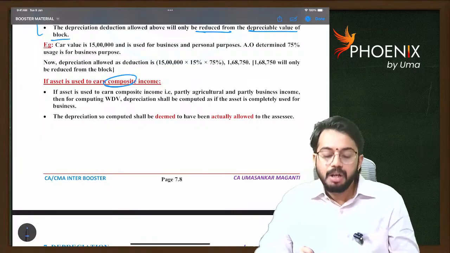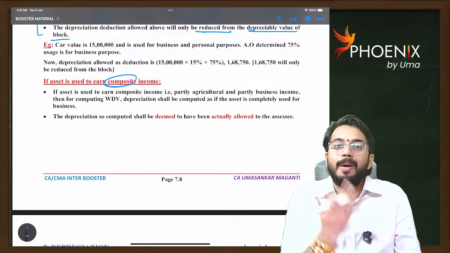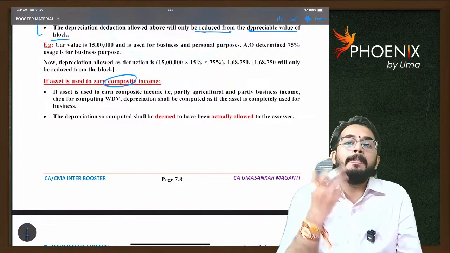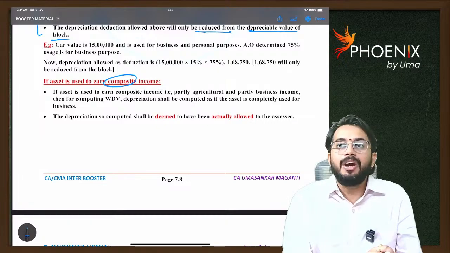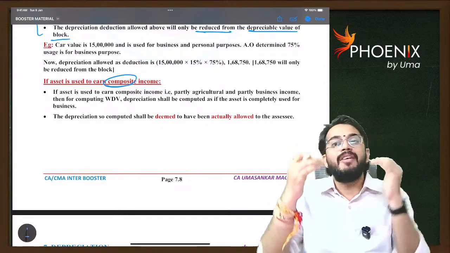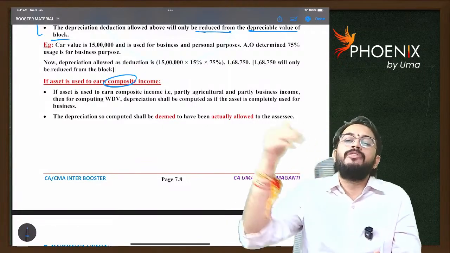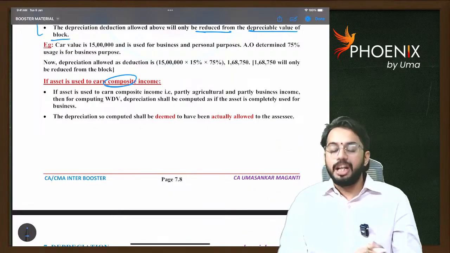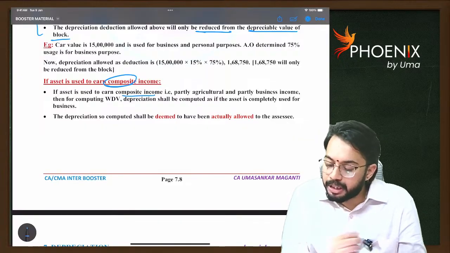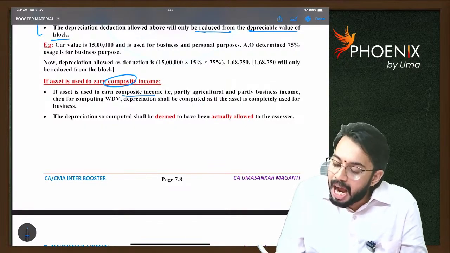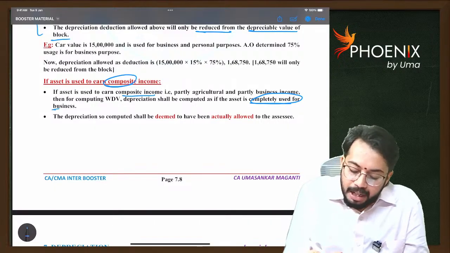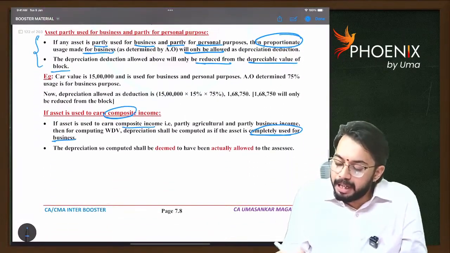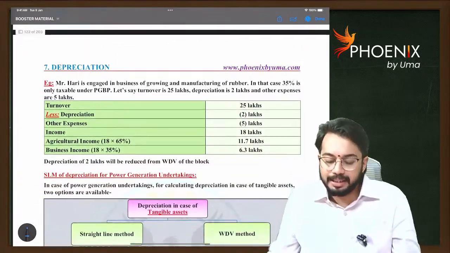Correct? Now, whenever any asset is used for earning composite income, then on that asset you will calculate depreciation, and total depreciation is allowed as expenditure, because you will claim total expenditure. Whatever the ultimate net profit is, you will divide as 60:40. That's why total depreciation is allowed as deduction. So if an asset is used to earn composite income, depreciation shall be computed as if the asset is completely used for business. So total depreciation will be reduced. The depreciation so computed shall be deemed to have been actually allowed to the asset.